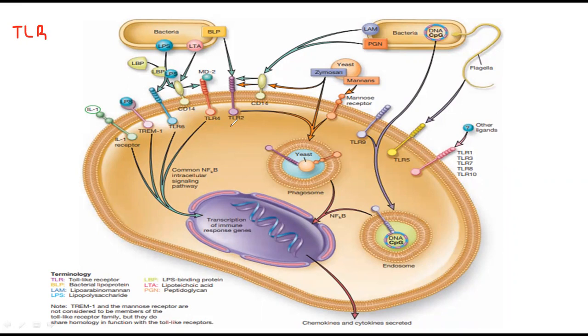So what do they do? Each toll-like receptor is specific for a specific pattern. If you look at the toll-like receptor, this TLR4. And if you look at the TLR2, toll-like receptor 2, it can bind with the bacterial lipoprotein.